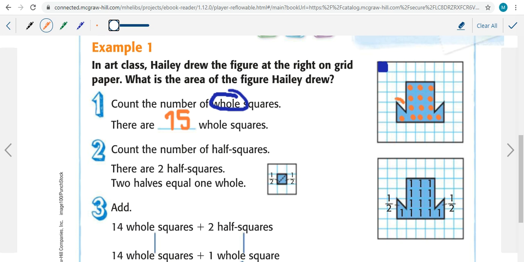Why do we not count these ones? These ones are not whole ones. Can you see that it's just a half of 1 square unit? So what do you do? You count the number of half squares. There are 2, and if you have 2 half squares, you make 1 whole.